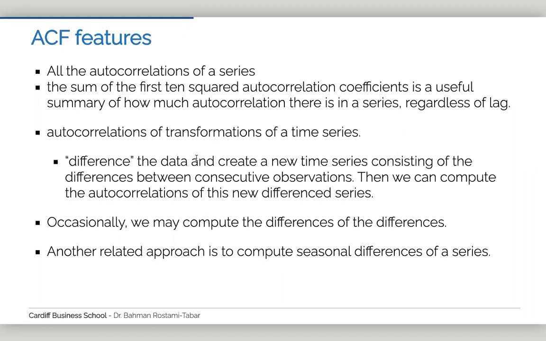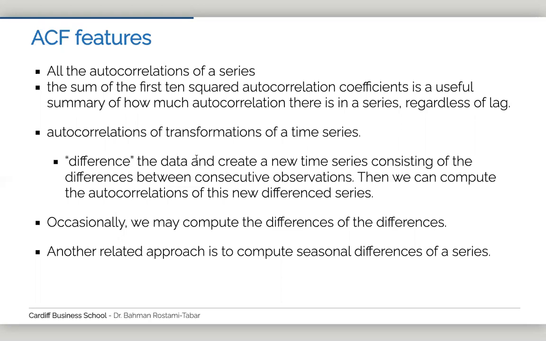We can also have something that is the sum of the first 10 squared autocorrelations. We first get the autocorrelation for the first 10 lags, and then we calculate the square of each one and sum them. This is a useful indication of whether the autocorrelation is significant, regardless of the lags.